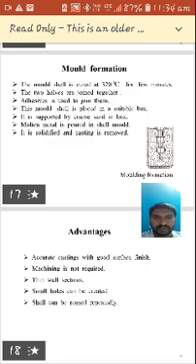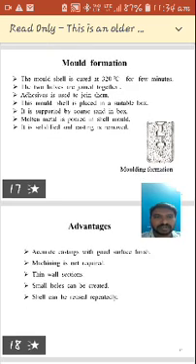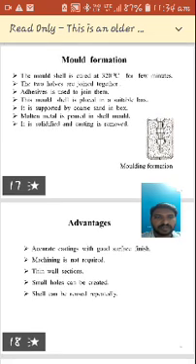The mold shell is placed in a suitable box. After placing the mold shell in the box, the leftover space is filled with coarse sand. The coarse sand gives support to the mold shell.